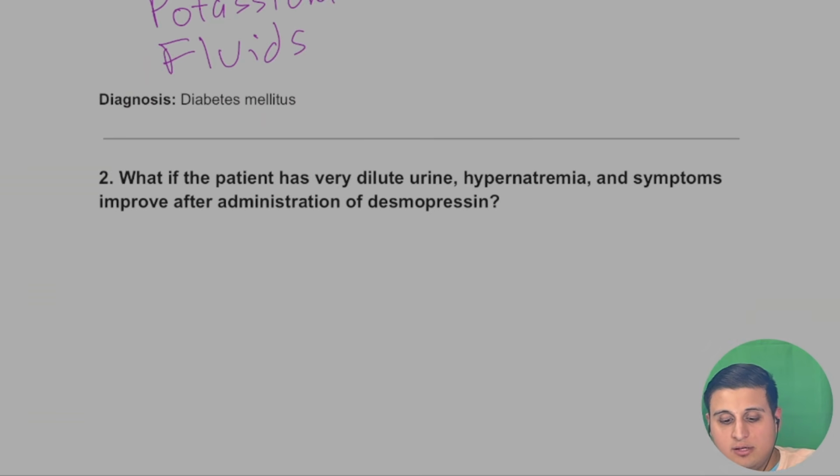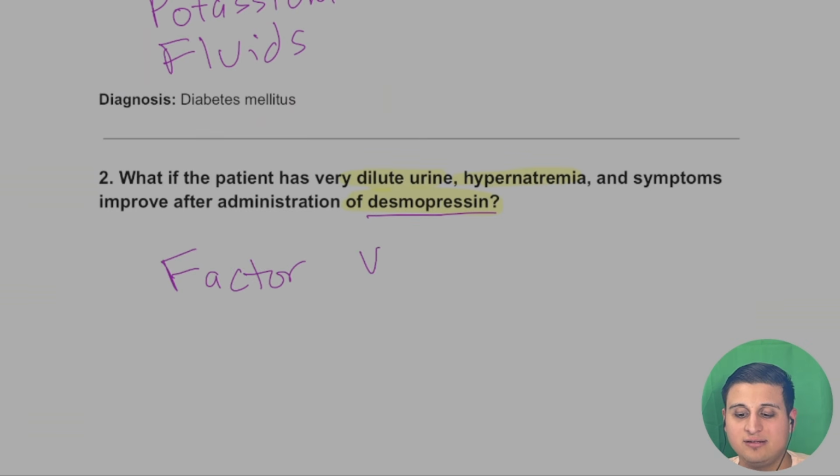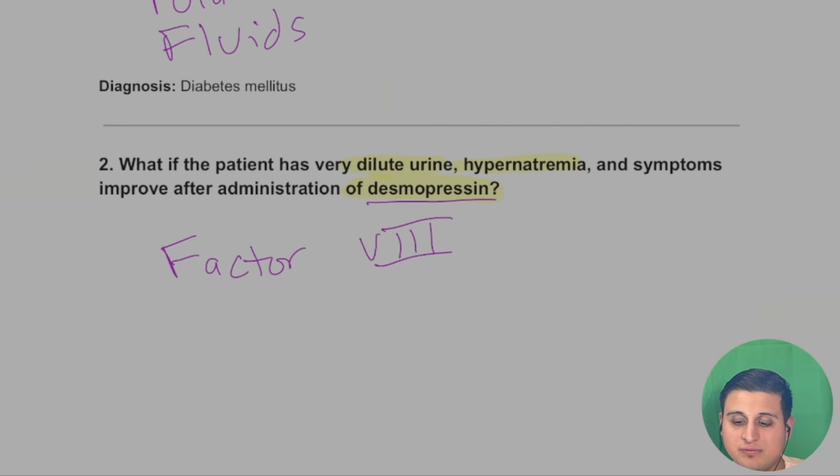Moving on to this next one, we have a patient with very dilute urine, hypernatremia, and symptoms that improve after administration of desmopressin. Well, what is desmopressin, right? Everyone's like, yeah, desmopressin, that's helping with factor 8 release. Well, it does, but that's not actually what's happening here. Desmopressin is one of those things where they're checking to see if you have factor 8 possible. So if you ever hear of a desmopressin test and the patient's factors don't correct, they're checking for factor 8. Okay, so in this case, this is diabetes insipidus.